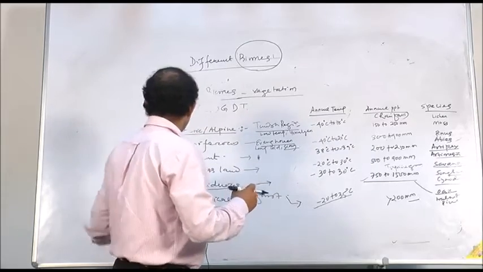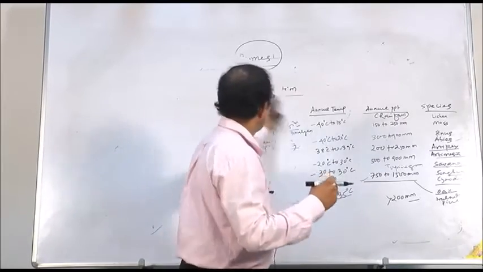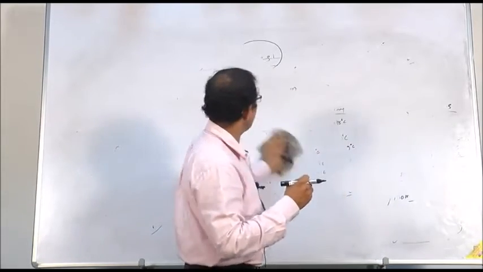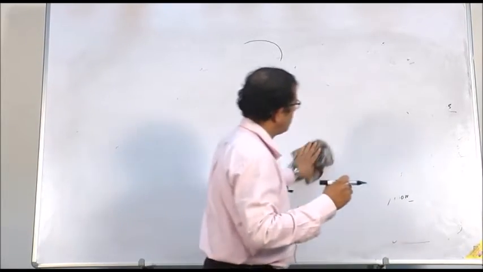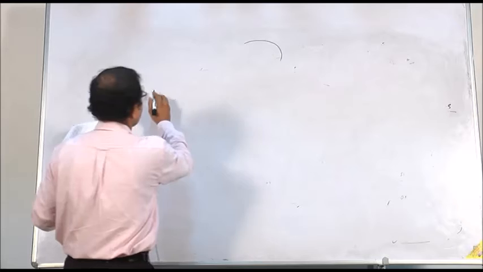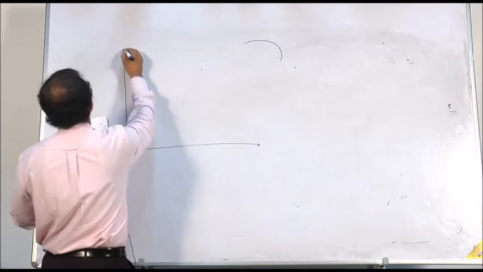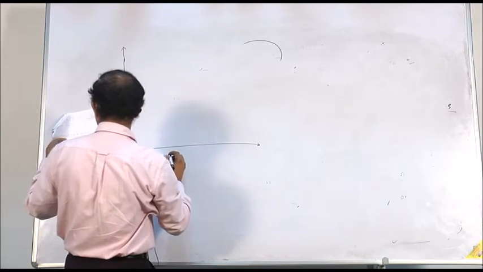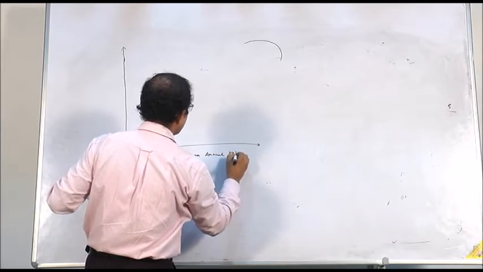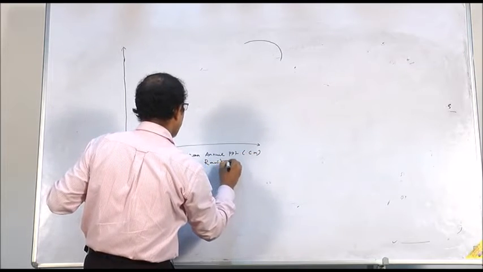So, how these biomes can be distributed: if you take them in a graph and show them, you will find this more interesting. You can take two axes. On this axis we can take the mean annual precipitation, that is the rainfall, in cm.